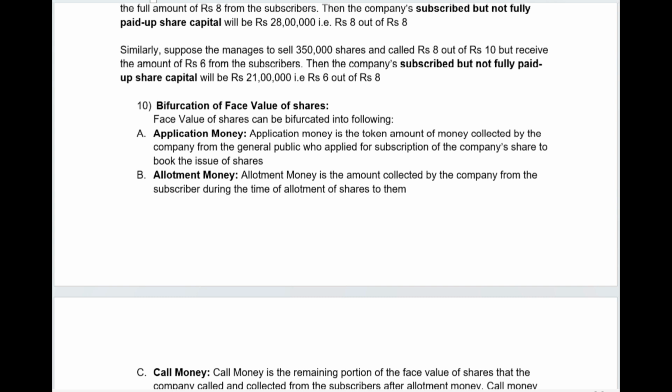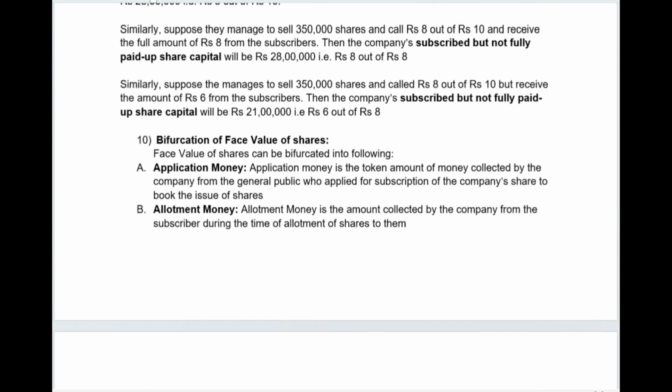Now we are going to understand the bifurcation of the face value of shares into various parts. First of all, number A, application money. Application money is the token amount of money collected by the company from the general public who applied for the subscription of company shares, to book the issue of shares.